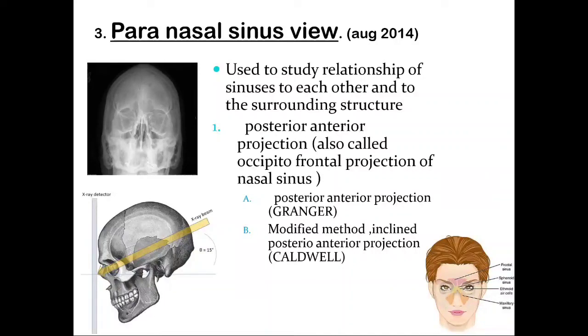So might as well follow from that textbook. The paranasal sinus views are used to study the relationship of all the paranasal sinuses. You have the post PA projection, the other name of which is the Granger's method, and then you have the Caldwell's modified method of the posterior anterior projection that has been given in the textbook itself. You can read about it from the textbook of Freddy Karjotkar itself.